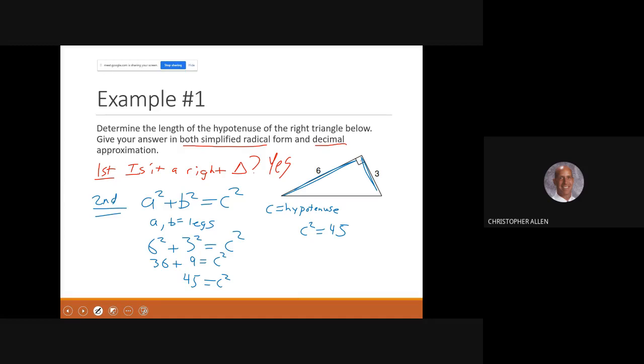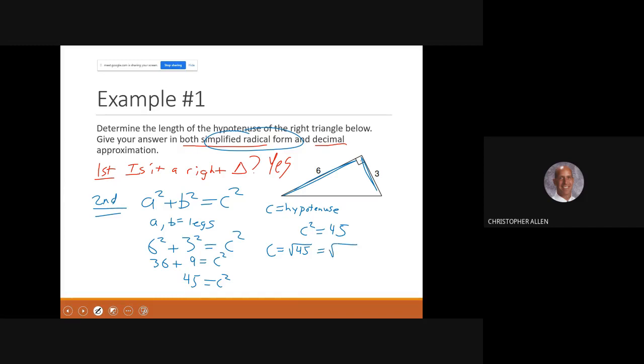Now let me just tell you the common mistake that students make here. They'll say, oh, the answer is 45. What did they forget to do? Got to do the square root. Now watch what I'm going to do. I'm going to do this part first, that simplified radical form first. Now I'm going back to algebra 1. This is equal to the square root of 45.